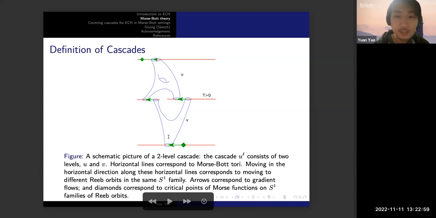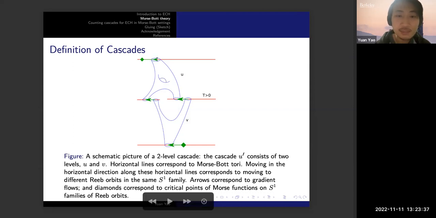t greater than 0. So what you do is, if you start at an end of v, and you follow the gradient flow of f for time t in the middle level, you'll arrive at a negative end of u. And same for this end. If you start at the other end of v, you follow the gradient flow for time t in the middle, you'll arrive at a negative end of u.